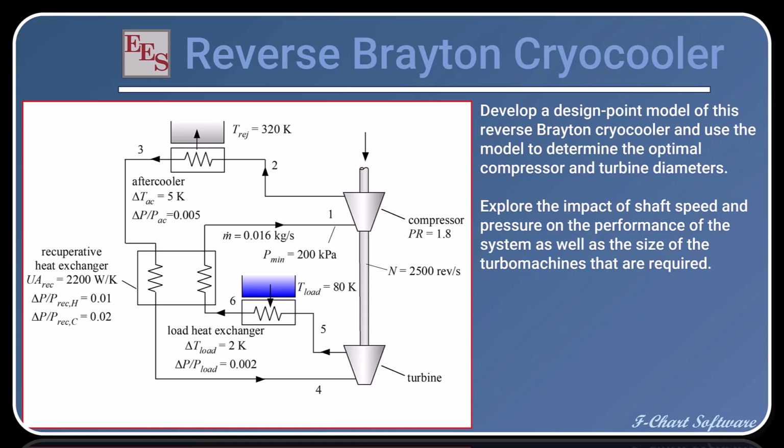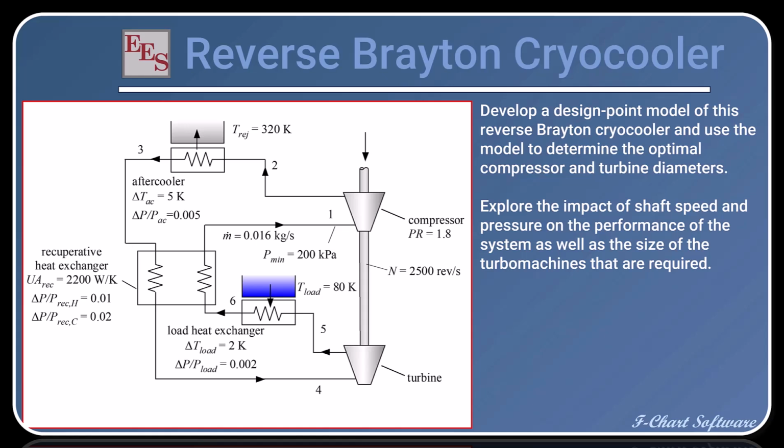The stuff that leaves the compressor goes to the aftercooler, where it rejects heat to the surroundings, or if it's in space, maybe a radiator. Then it goes through the hot side of this recuperative heat exchanger, where it's cooled to a low temperature, and it goes through the turbine down here, and it's expanded to cause the temperature drop.